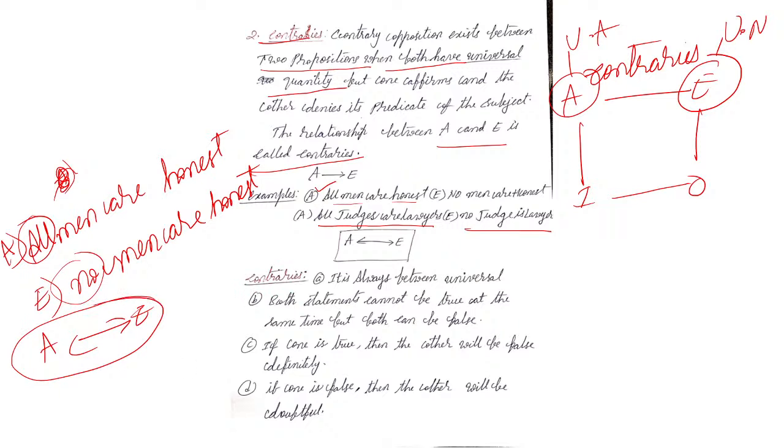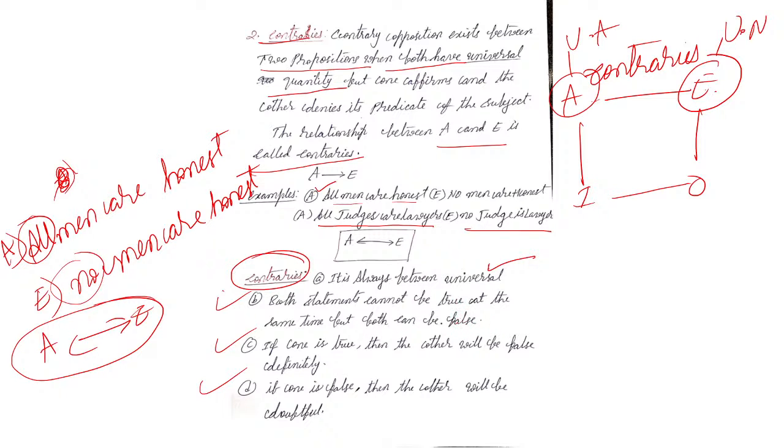We will see what should follow in contraries. It is always between universals. Okay, contrary means only between these A and E. Both statements cannot be true at the same time, but both can be false.